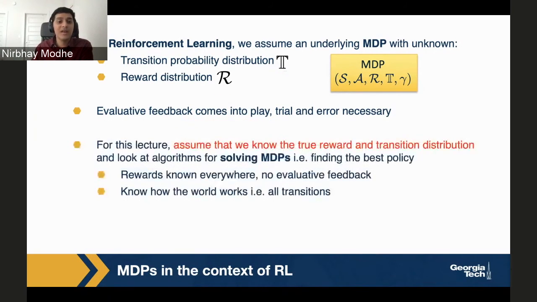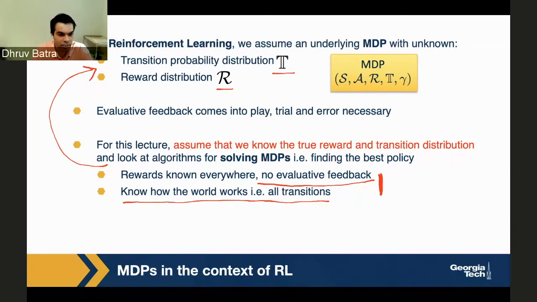But let's say for now that we have access to the transition distribution T and the reward distribution R. We're going to ask the question, given this information, can we solve the MDP? As in, can we get the optimal policy, the best policy which will produce the best possible reward? So we're going to assume for this lecture that we know the true reward and transition distribution. So there's no evaluative feedback for now, and we know how the world works. So we know exactly how our actions are going to affect the environment. And even with these assumptions, we're going to see how algorithms can be used to solve MDPs. And then we're going to eventually transfer those algorithms to the reinforcement learning setup when we don't know the T and R.